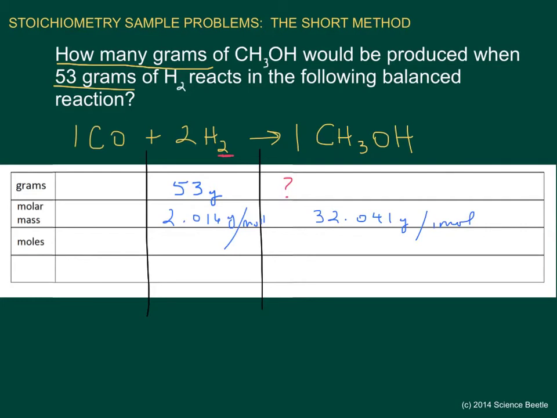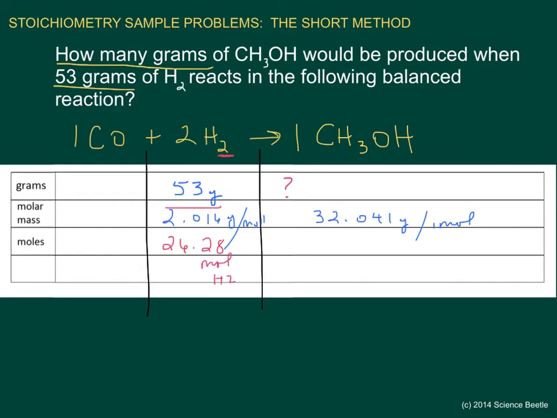What we've got to do now is take the numbers that we've just found. We take the mass in grams provided to us for hydrogen and divide it by the molar mass, and that gives us the number of moles, which we can then use to find the answer for grams using the short method. So we take the 53 divided by 2.016, and that answer comes out to 26.28, and this is moles of H2.